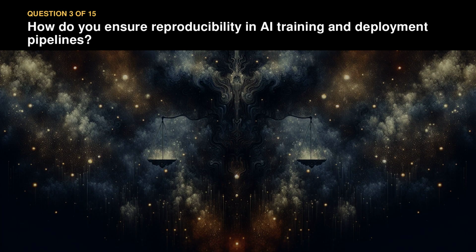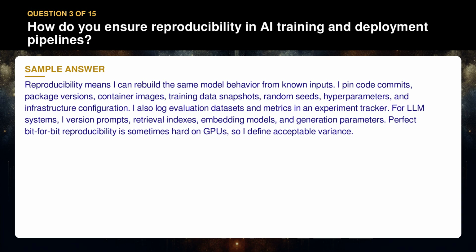Question 3. How do you ensure reproducibility in AI training and deployment pipelines? Reproducibility means I can rebuild the same model behavior from known inputs. I pin code commits, package versions, container images, training data snapshots, random seeds, hyperparameters, and infrastructure configuration. I also log evaluation datasets and metrics in an experiment tracker. For LLM systems, I version prompts, retrieval indexes, embedding models, and generation parameters. Perfect bit-for-bit reproducibility is sometimes hard on GPUs, so I define acceptable variance.